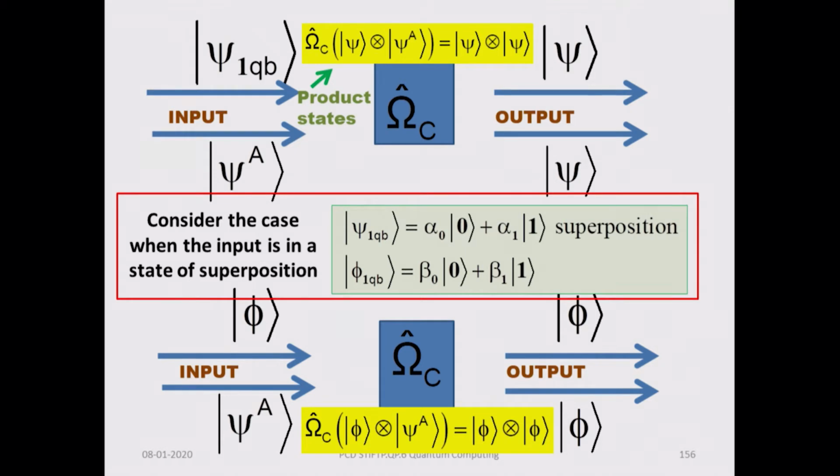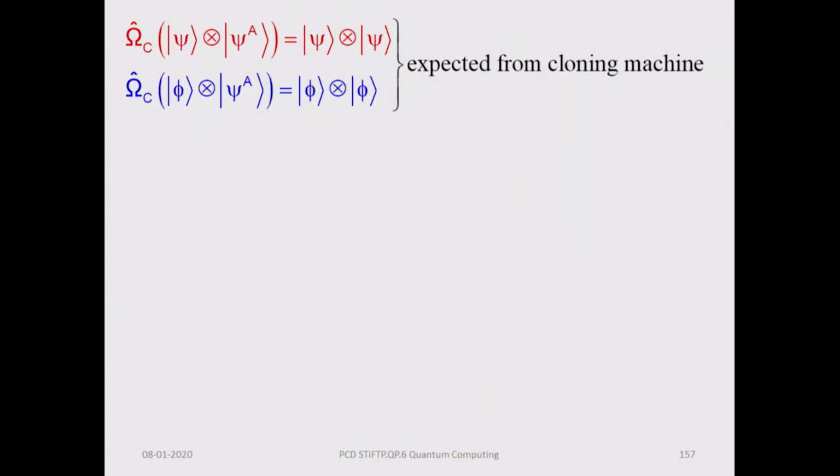Okay. So, if it operates on the direct product of phi and the ancillary vector psi a, then it would give you two copies of phi, which is the tensor product of phi with phi, or you may get the direct product of psi with psi if the input is psi. So, this is good. This is what you expect the cloning machine or the cloning operator to achieve.